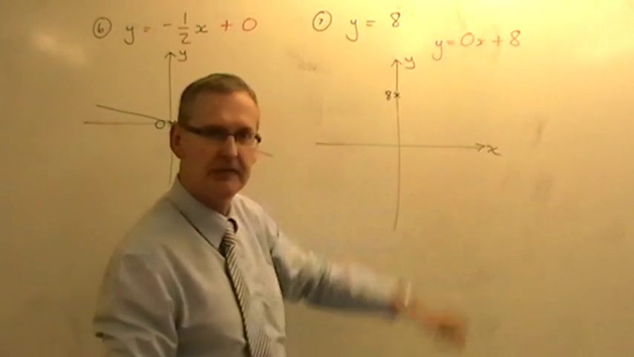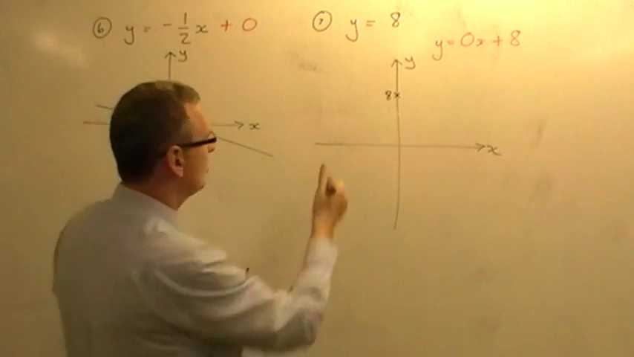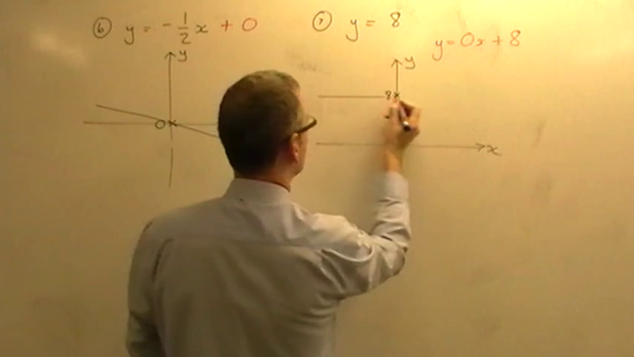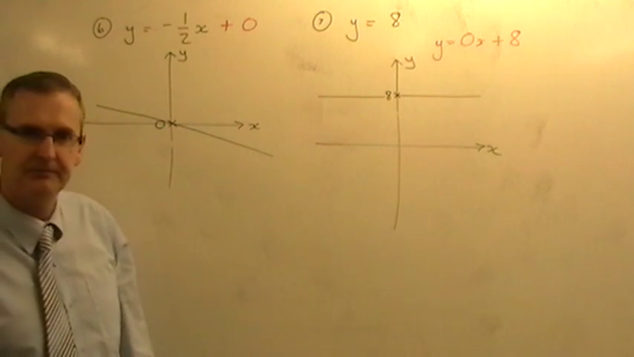If you remember, 0 slope means there is no slope. It's a horizontal flat line. So what you draw is simply a horizontal line like so. That is a sketch of y equals 8.